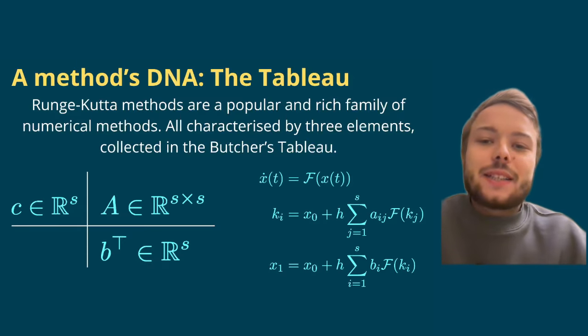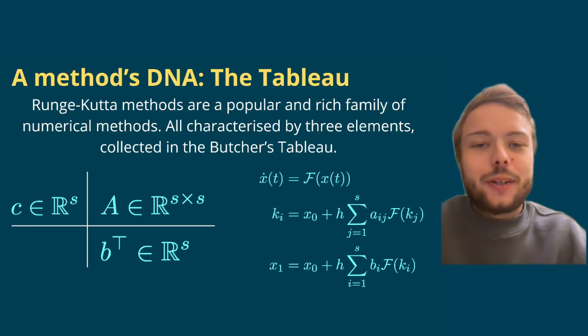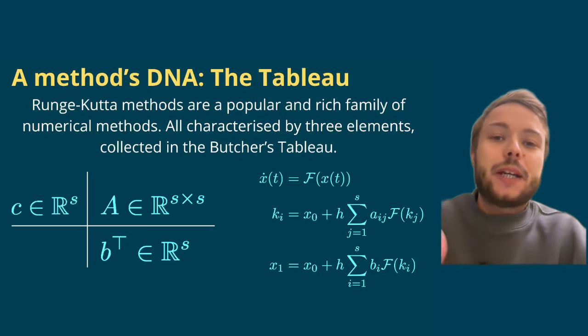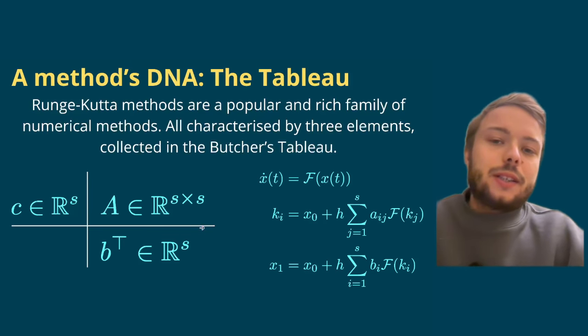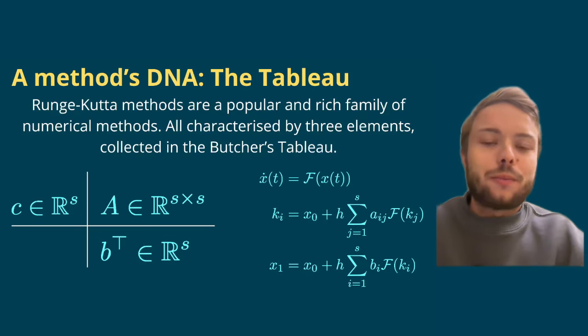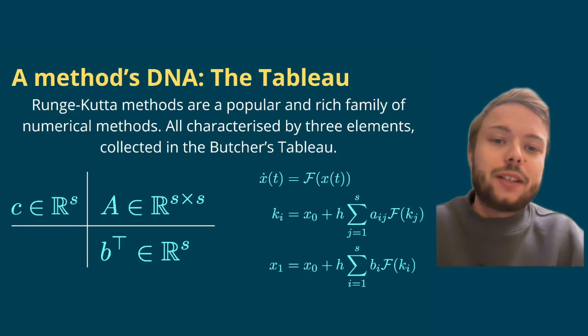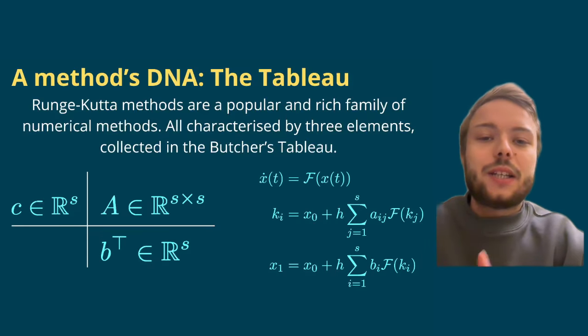So this is nothing else than a collection, a triple of three objects, which are either matrices or vectors, that fully describe the update behind those methods. Each of the Runge-Kutta methods is defined by a number of stages, of steps that we need to perform to define one update of the solution from time t0 to t0 plus h, for example.